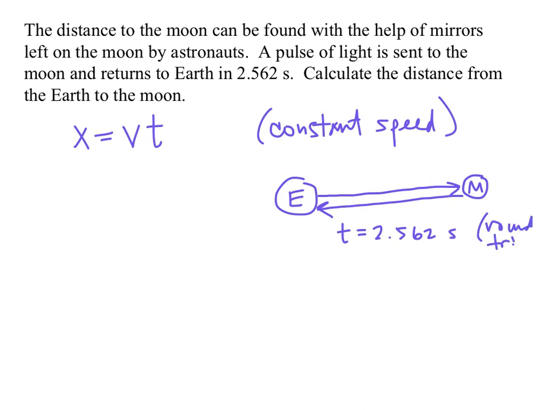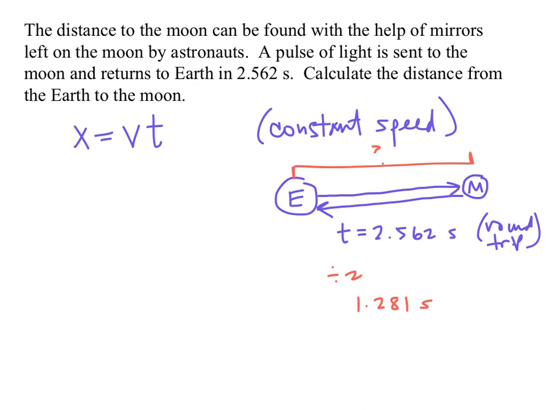So what we need, though, because we're looking for the distance just to the moon, not all the way back again, what we need to do is to take this time and divide it in half so that we only have the amount of time to go one way. So if we divide this in half, we get 1.281, and that's what we're going to use in our formula then.